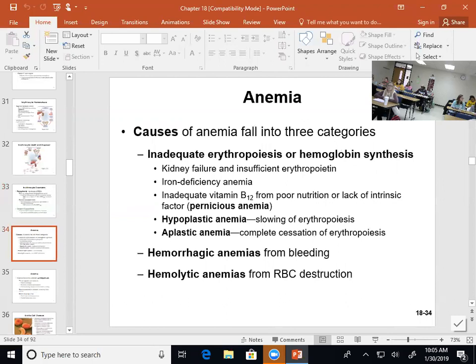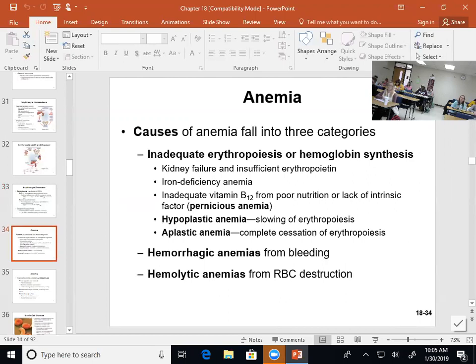Now, I've already talked about anemia, haven't I? I've talked about anemia, and I've said that you can have kidney failure. And if you have kidney failure, you're not making erythropoietin. Is that going to make you anemic? Yep. You can have iron deficiency, can't you? You can have pernicious anemia. You can have aplastic anemia.